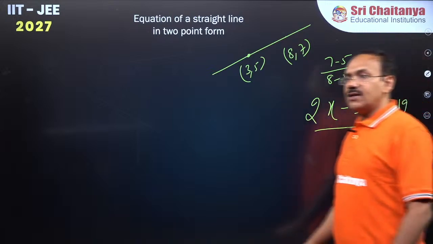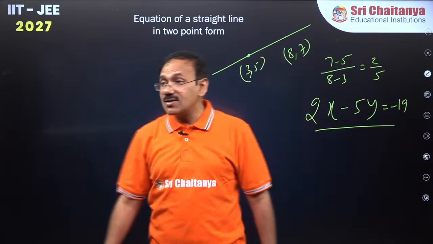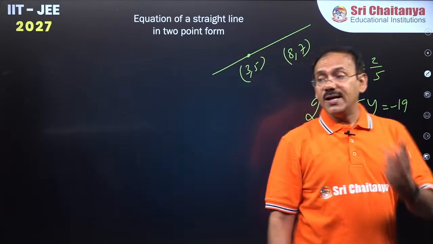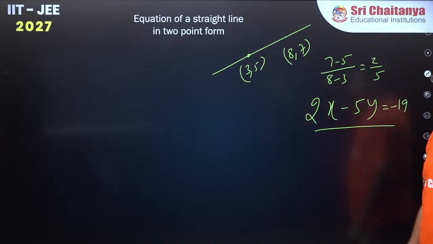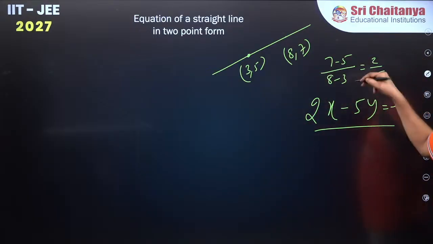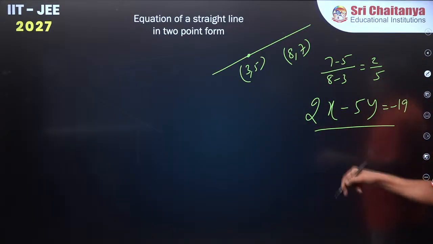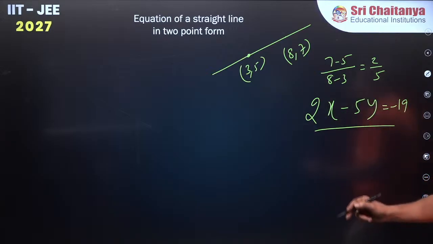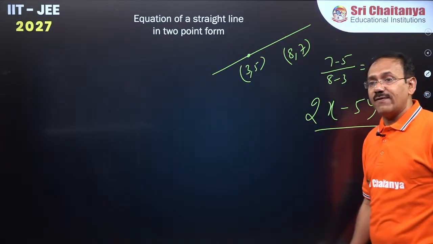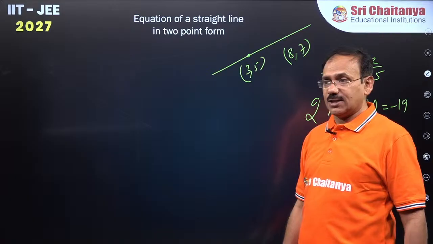Correct? Every time, when finding this, it is not inclination, it is slope. You have to find the slope. That is easy, rather than applying the lengthy formula, y minus y1 is equal to m into x minus x1.